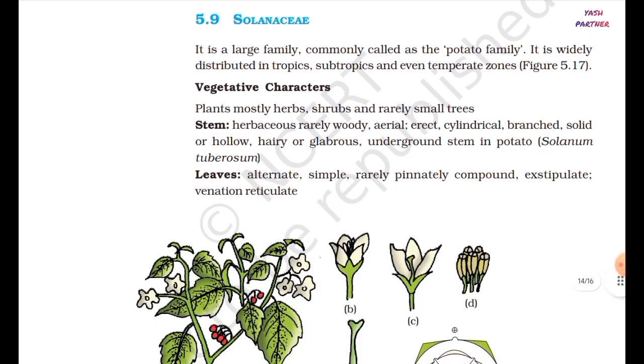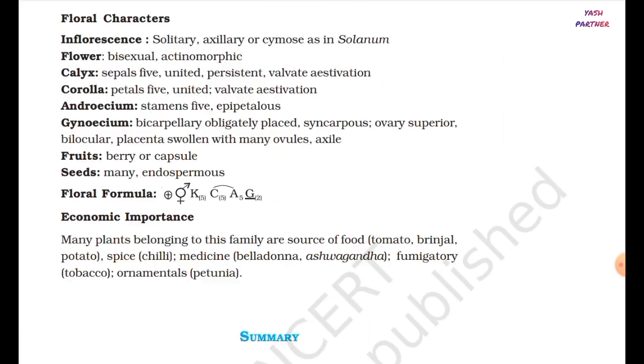5.9 Solanaceae. It is a large family commonly called as the potato family. It is widely distributed in tropics, subtropics, and even temperate zones. Figure 5.17. Vegetative characters. Plants, mostly herbs, shrubs, and rarely small trees. Stem, herbaceous, rarely woody. Aerial, erect, cylindrical, branched, solid or hollow, hairy or glabrous. Underground stem in potato, Solanum tuberosum. Leaves, alternate, simple, rarely pinnately compound, exstipulate, venation reticulate.